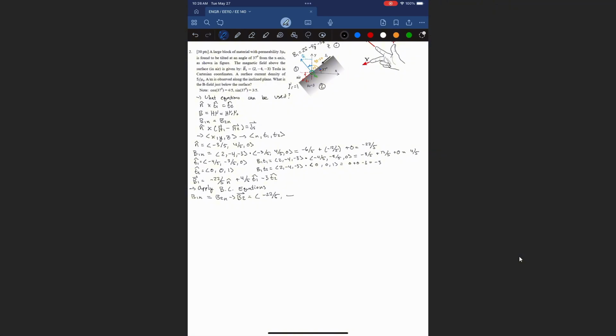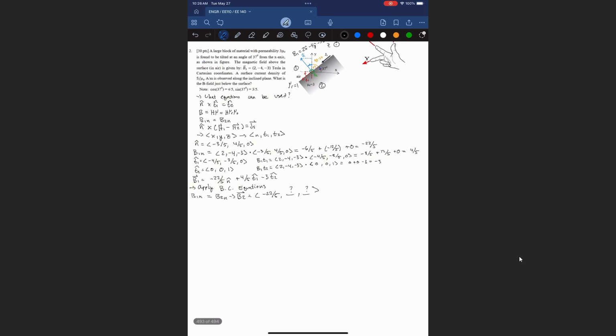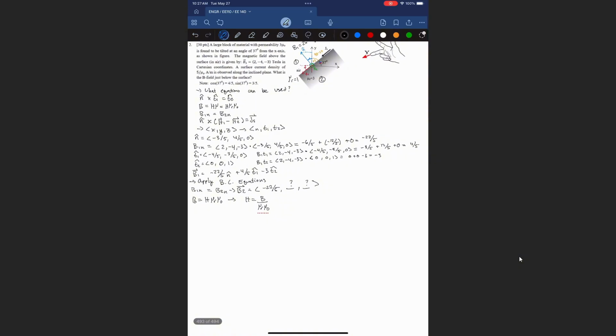However, we don't know the other two components, T1 and T2. This is where the other two equations come into play to find the rest of B2. The equation B equals H mu R mu naught defines a magnetic field where B accounts for the permeability or magnetic property, whereas H doesn't. With this equation, H equals B over mu R mu naught, we can plug in B1 and B2 to find the vector of H1 and the vector of H2.